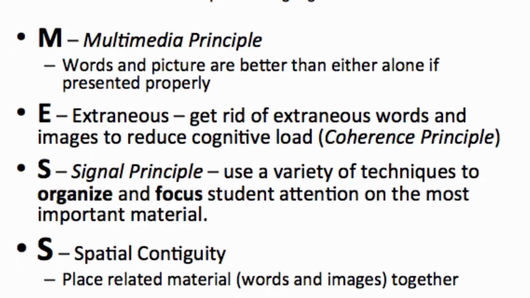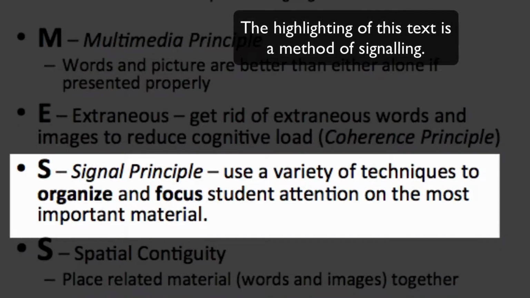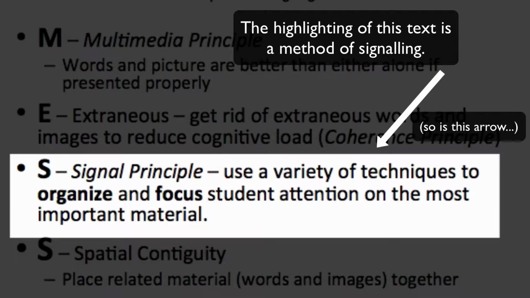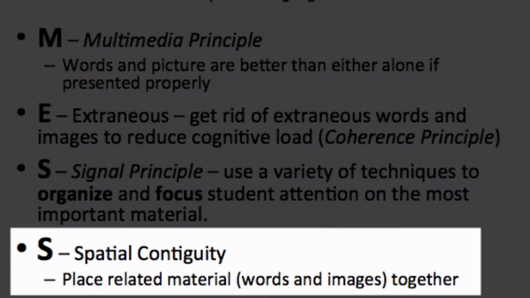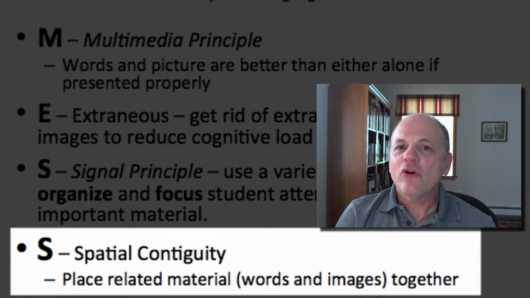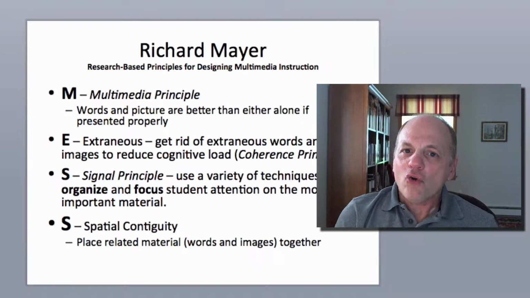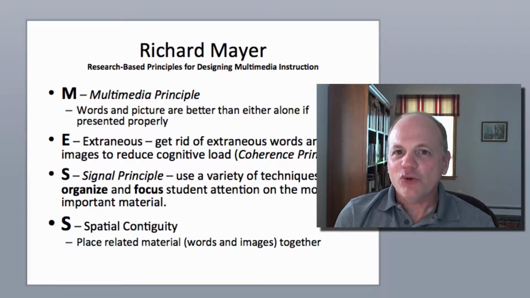The signal principle just means you want to direct students' attention, you want to focus them, you want to organize the material so that there's a very logical signaling of where you're going next and what the key points are. I'll show you some examples in just a second. And finally, spatial contiguity, which just means that if you're going to have different elements on your slide, then make sure that the elements are placed next to the key point that you want students to learn.